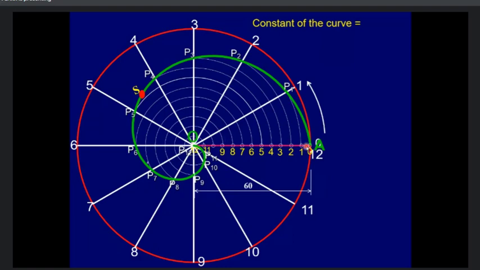As you know, OA is one radius vector, OP1 is one radius vector, OP2, OP3, OP4, and so on. All these things are radius vectors. Now, suppose you want to find the constant of the curve, then what I will do? I will have OA minus OP3 divided by the angle between them, that is 90 degrees. You can even do OA minus OP2 divided by the angle between them, that is possibly 60 degrees. Then OA minus OP1 divided by the angle between them, that is 30 degrees.